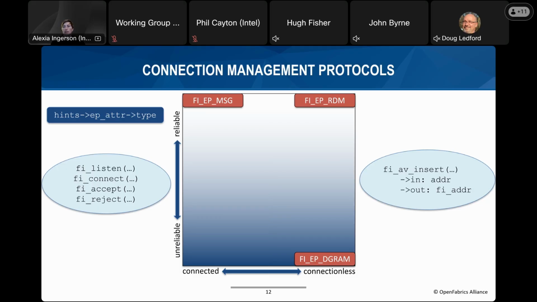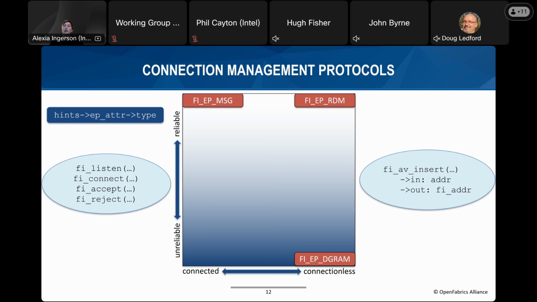The insertions to the AV are guaranteed to start at 0 and will increment in order logically from what the application inserts. So if you insert 5 peers, your returned FI addrs for those 5 peers would be 0, 1, 2, 3, and 4. So you can see from an application point of view how useful this type of endpoint is.